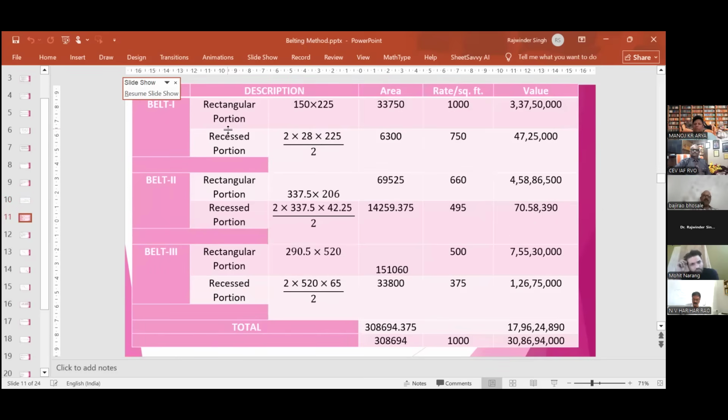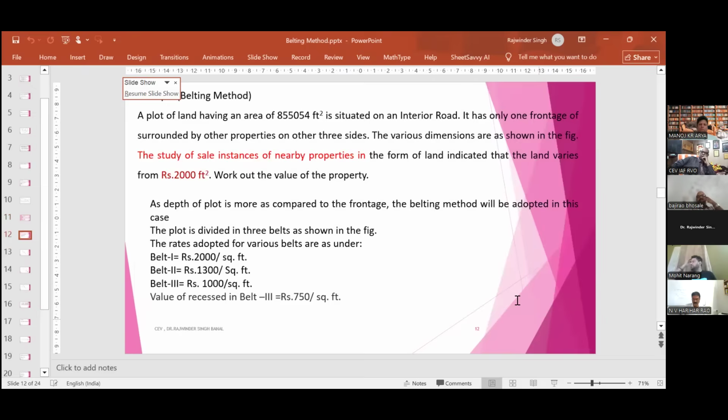You calculate the area of the rectangular portion, you calculate the area of the recessed portion, we apply a rate of 1000 per square feet. And for the recessed portion, we apply 75%. Similarly, here also we are applying 75%, 50 to 75% for the recessed portion. You can calculate the value this way.